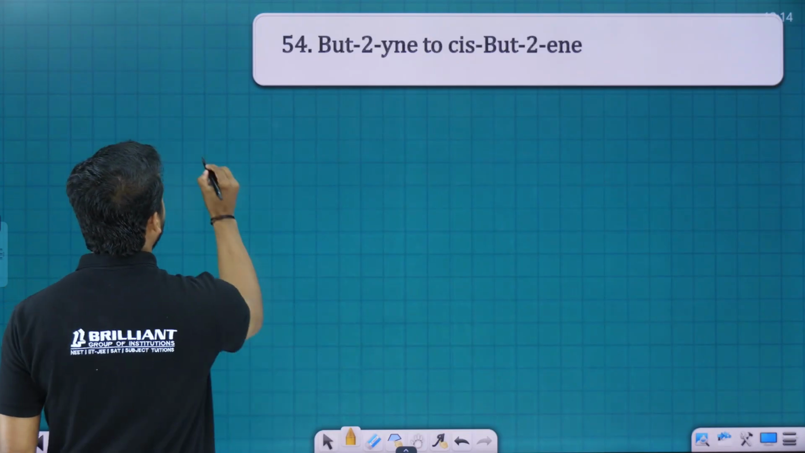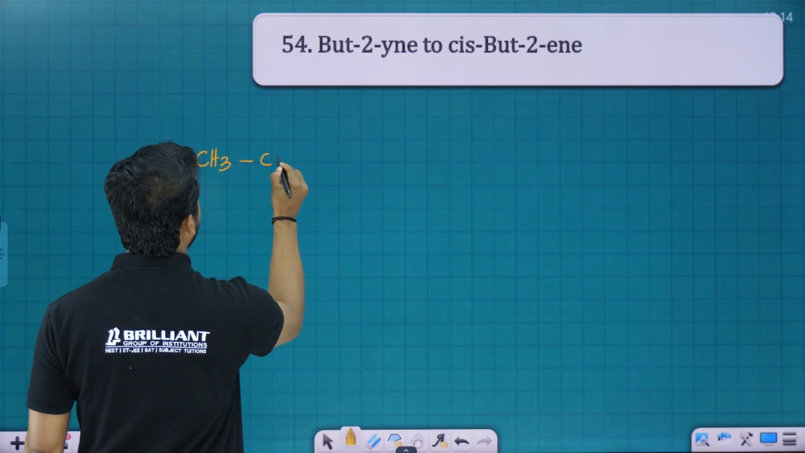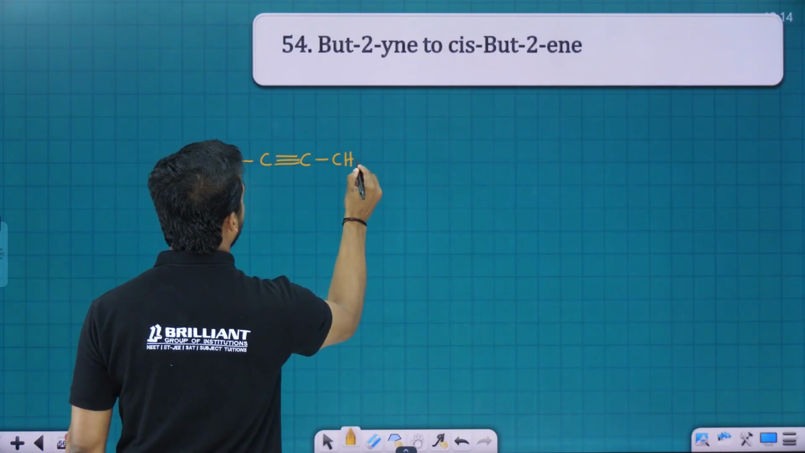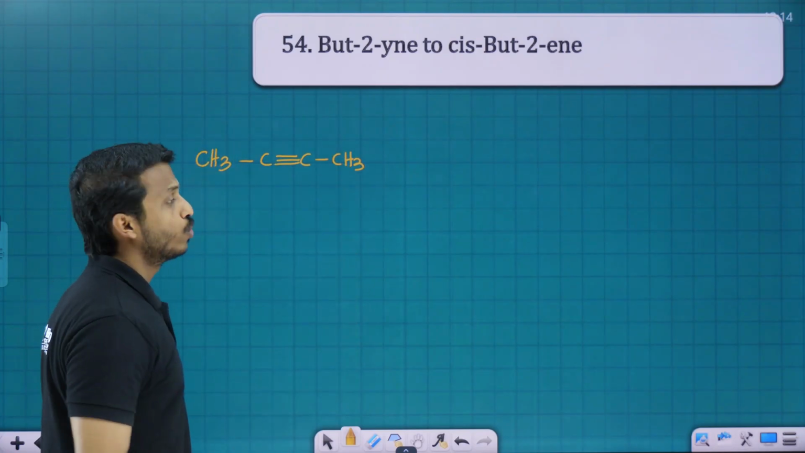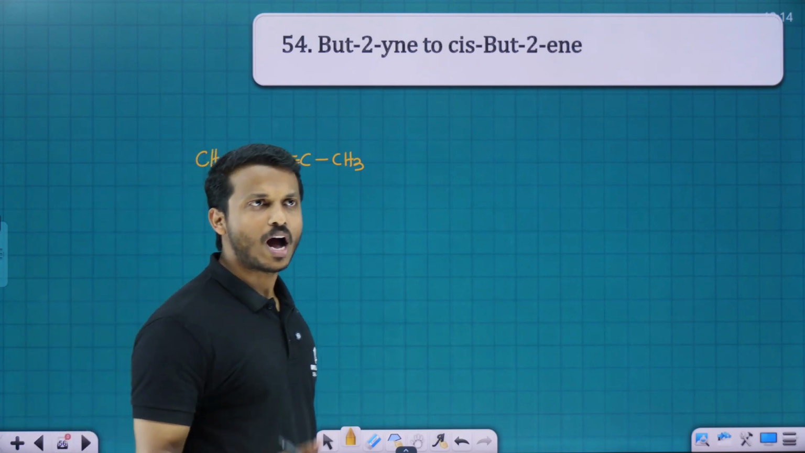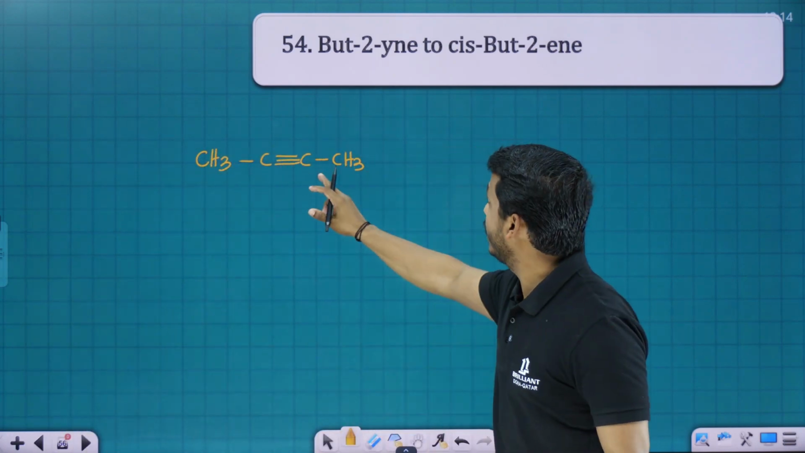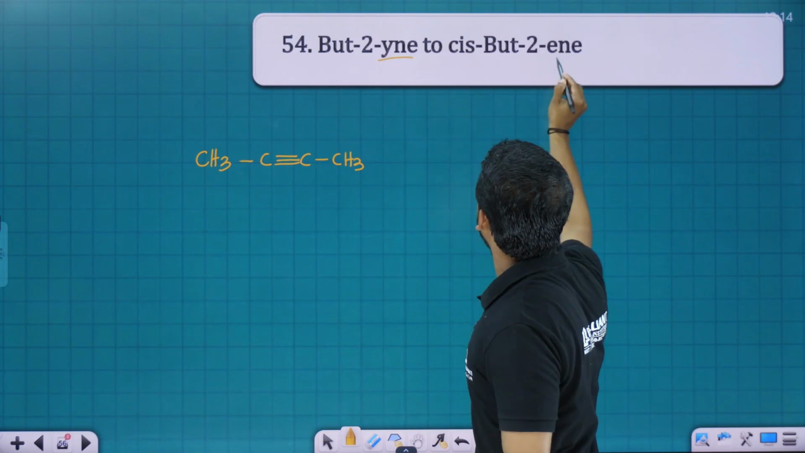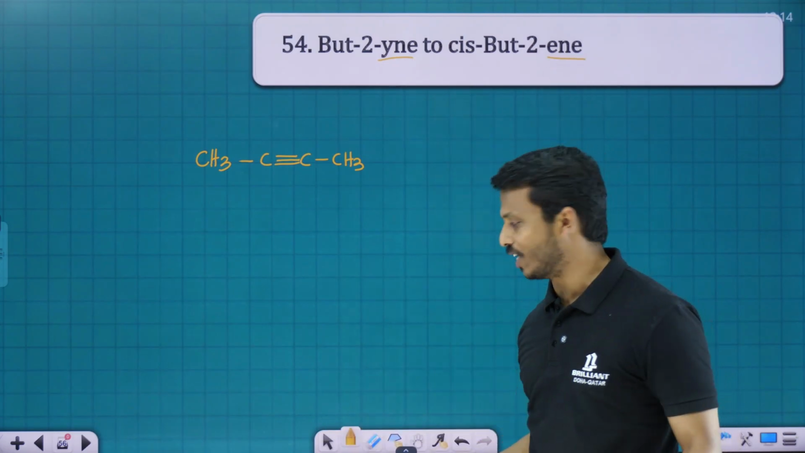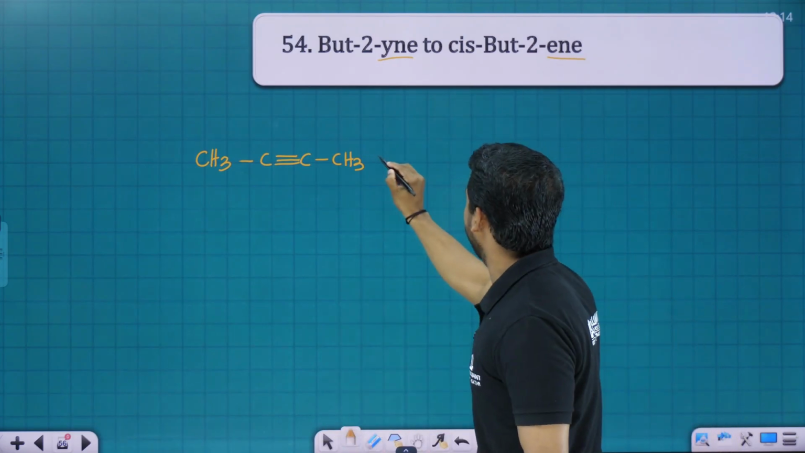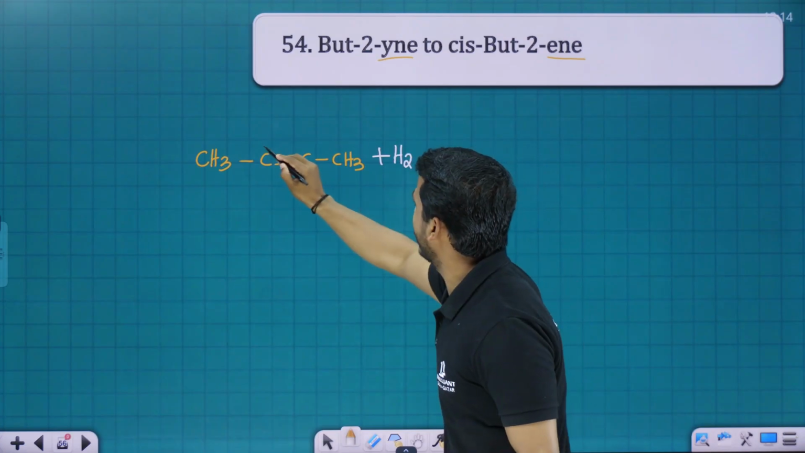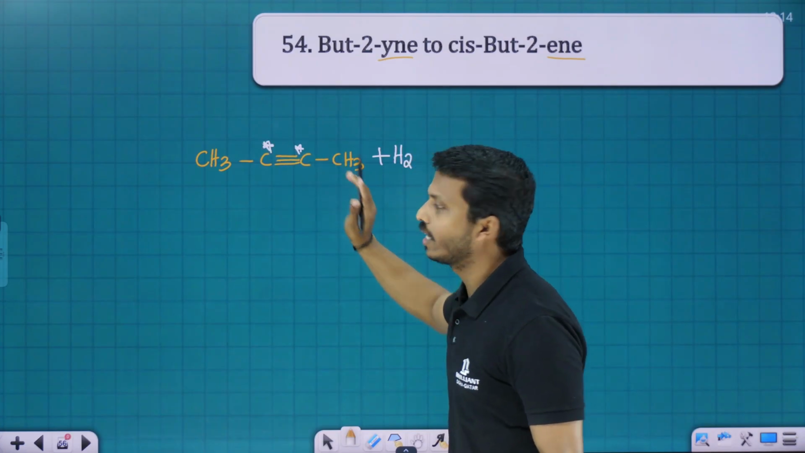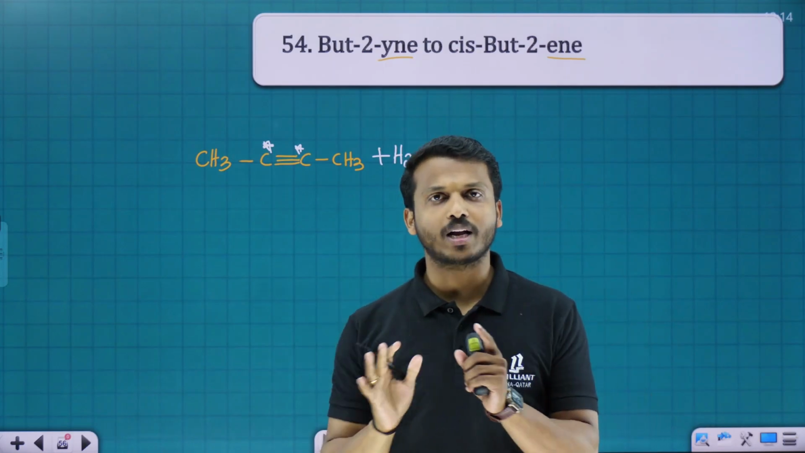Number 54, but-2-yne. What is but-2-yne? To cis-but-2-ene. You know, alkene, this is alkyne. Alkyne to alkene, right? No doubt, hydrogenation. What is hydrogenation? Addition of hydrogen. One hydrogen gets added here, one hydrogen gets added here, triple bond becomes double bond.